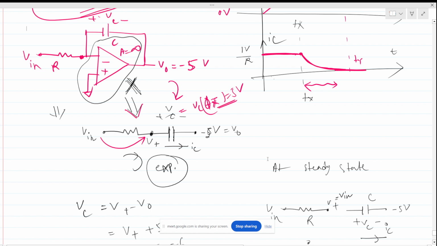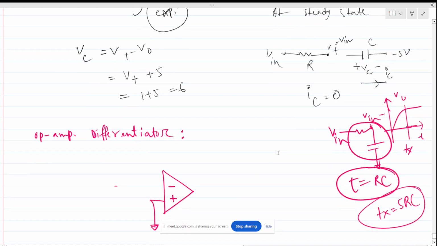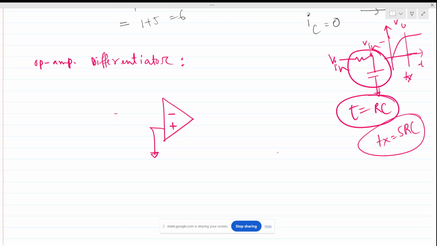Okay. Actually, this is a very trivial circuit. I encourage you to do it at your end, at least once. So now the differentiator is nothing but the output is taken across the resistance. That is the difference.